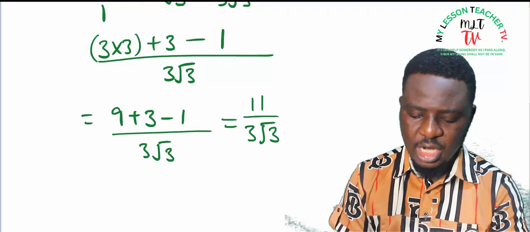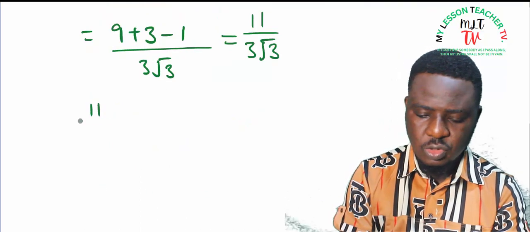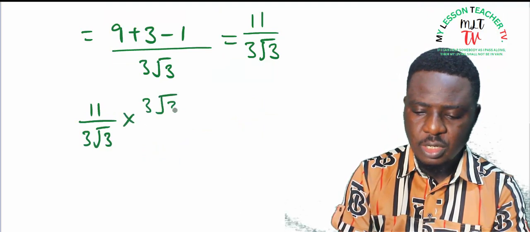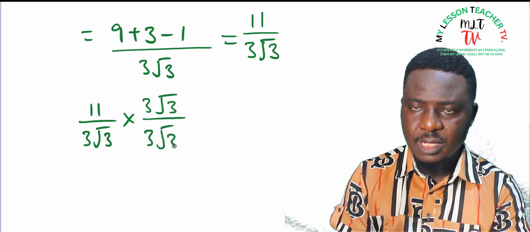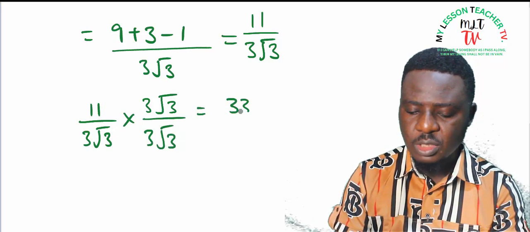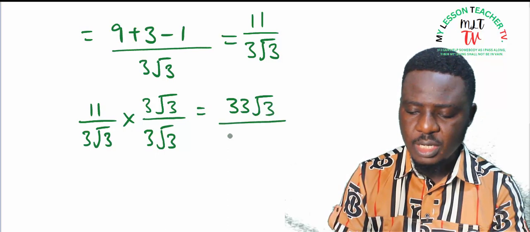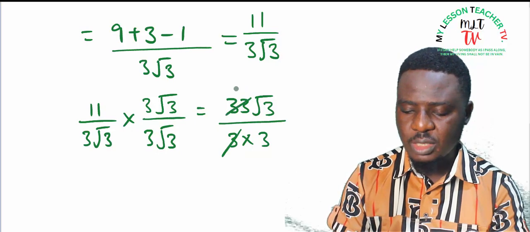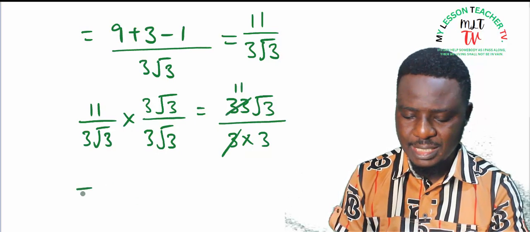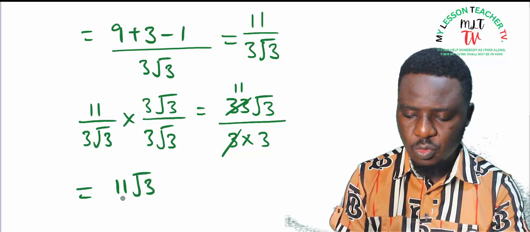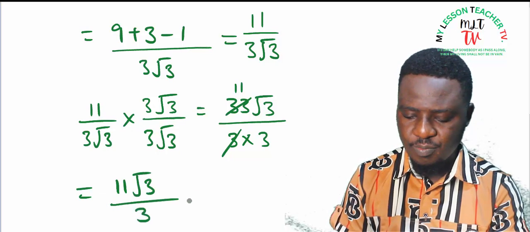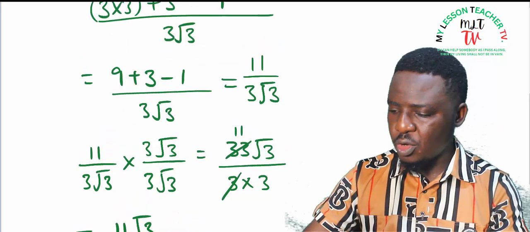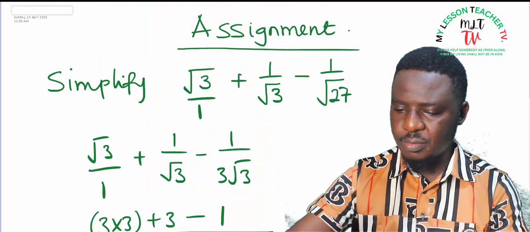and when we rationalize this, it's going to give us 11 over 3 root 3 times 3 root 3 divided by 3 root 3. This becomes 33 root 3 divided by 3 times 3. And 3 into itself is 1. 3 into 33 is 11, leaving us with 11 root 3 over 3. So you can confirm your answers with what I got and do the necessary correction.